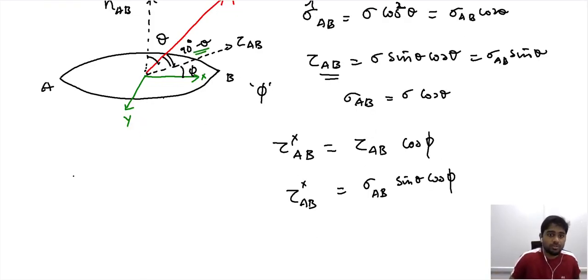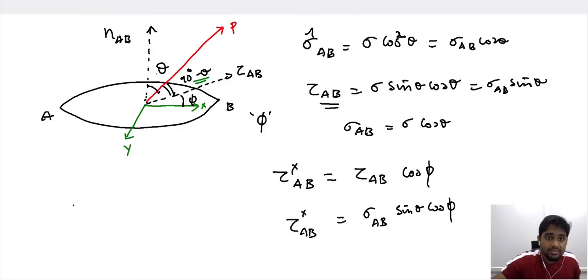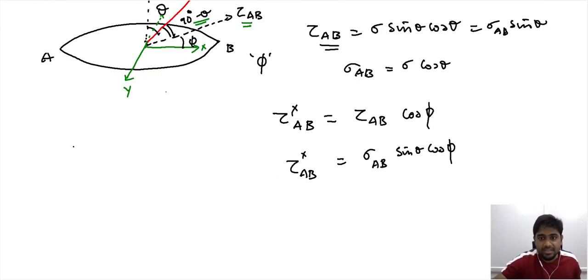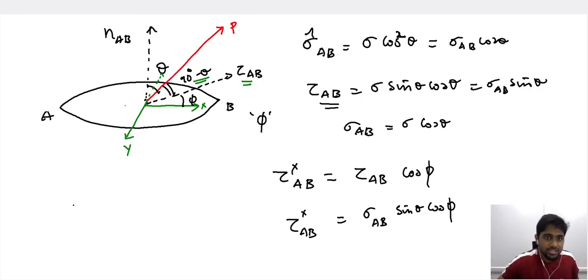Now it is also possible for us to estimate the shear stress acting along the y-axis if we consider the extension of the y-axis in the reverse direction. If you consider the extension of the y-axis here, then the angle this direction makes with the y-axis is 90 minus phi. We are essentially extending the y-axis in the reverse direction, and the angle this dotted y-axis makes with the shear component of tau AB is 90 minus phi.